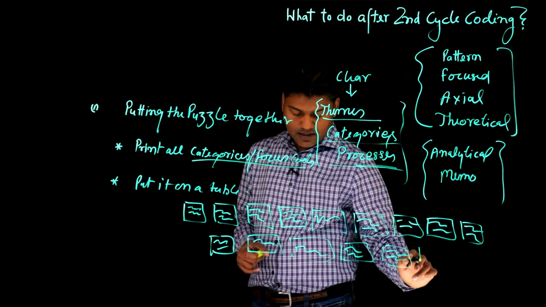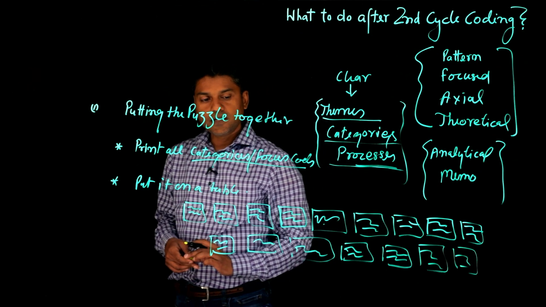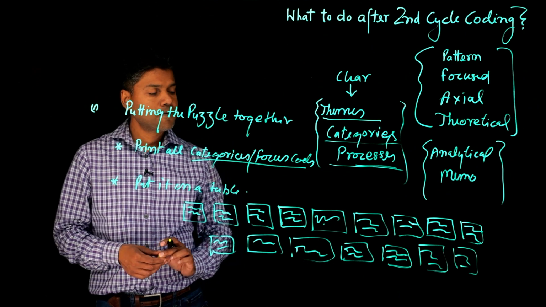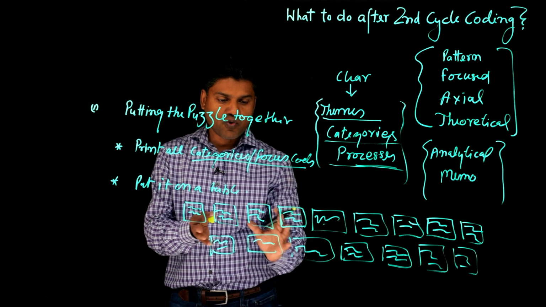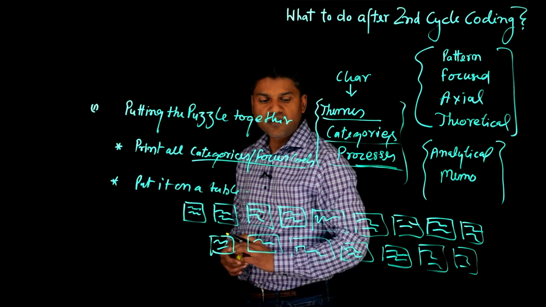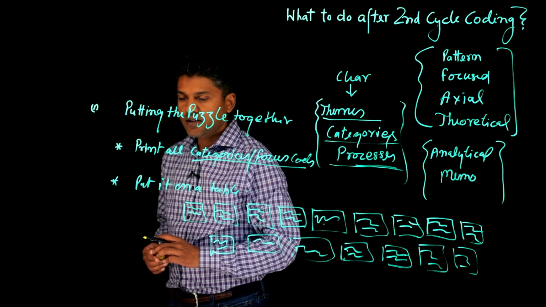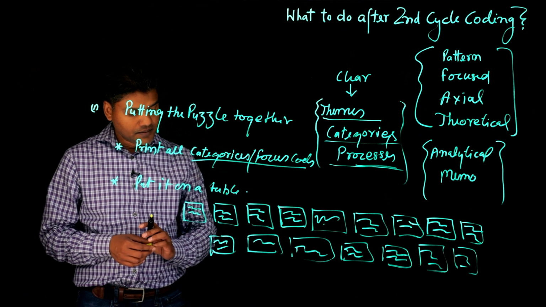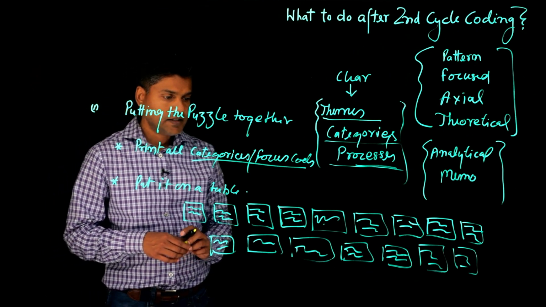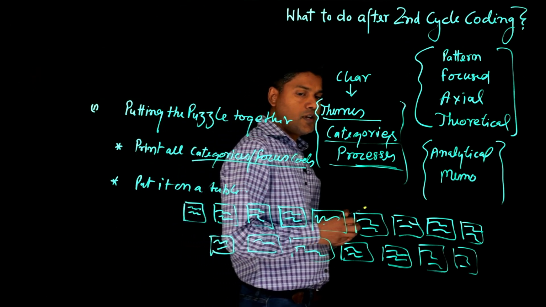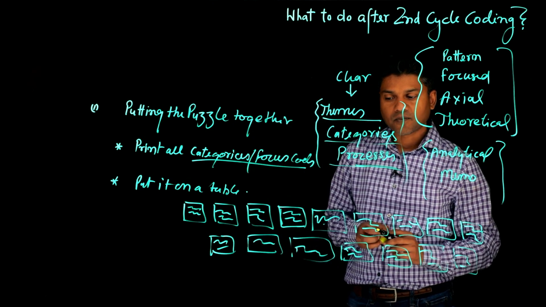And then I look at all of them and ask myself, can I group these various codes in some way? Can I categorize them in some way? Can I organize them in a way that tells a coherent story about the phenomenon that I am investigating? Can I do that?